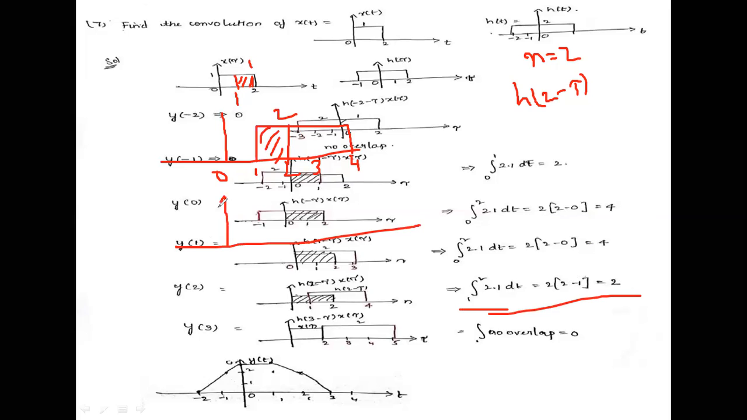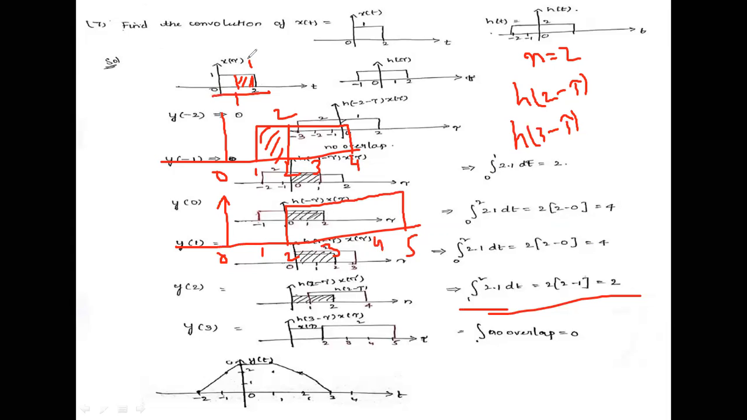Still you can move towards the right side, for h of 3 minus tau. So the value is y of 3. One sample moves towards the right side. Already it started from 1, now it starts at 2 and ends at 5. So 2, 3, 4, 5. Now compare here.